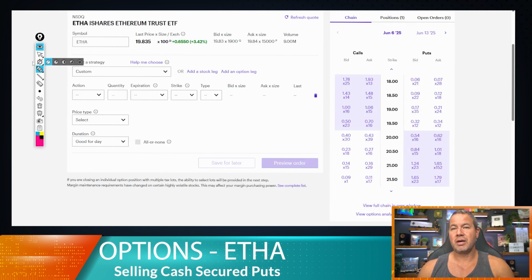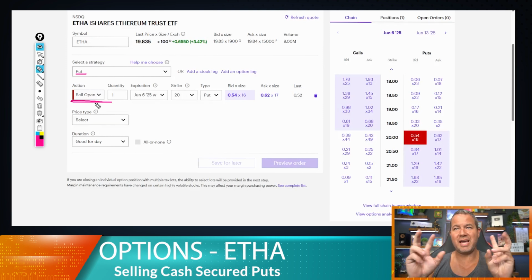Now, if I go ahead and click this right here, it'll fill this in for me on E-Trade. On other platforms, it might not, and you'll have to put this in manually, but let me walk through what it's saying here. The strategy that we're using is we're doing a put. That's obviously put right here. And what we're going to be doing is selling to open. Now, this isn't a naked put because we have to have the cash reserves to be able to do this. So there's actually a safer side of doing options.